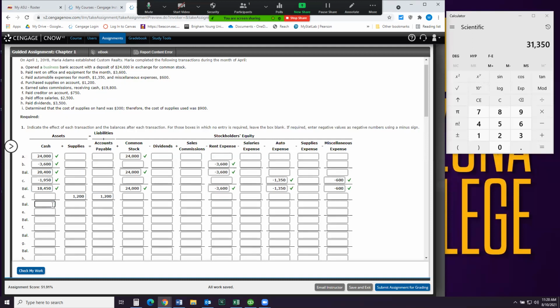So then my balances, 18,450 will just come straight down because we didn't change cash. 1,200, 1,200. All right, E, earned sales commissions receiving cash of 19,800. So my cash increased by 19,800, and that's going to be recorded over here as a revenue called sales commissions. So 18,450 plus 19,800 is 38,250.